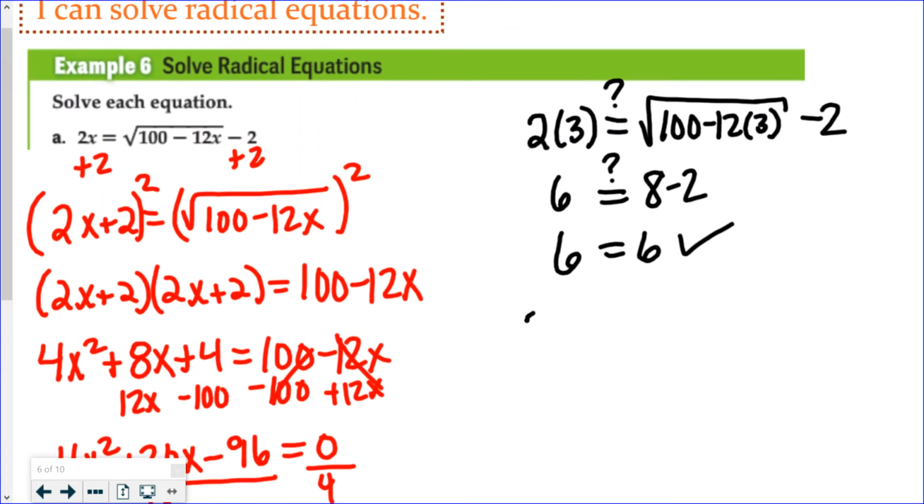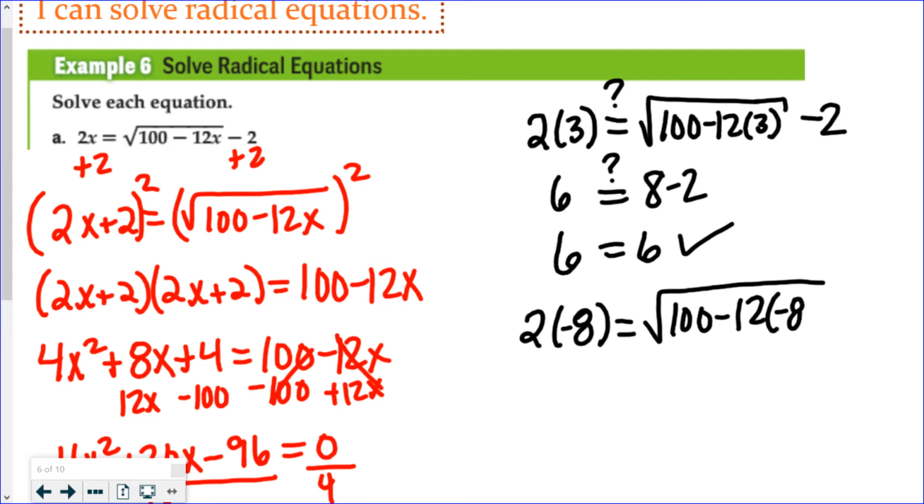Let's check that one out. 2 times negative 8, is that equal to the square root of 100 minus 12 times negative 8, minus 2? So over here I've got negative 16. On the other side I've got 100 minus 12 times negative 8, which would be positive 96. 100 plus 96 is 196. The square root of 196 is 14.